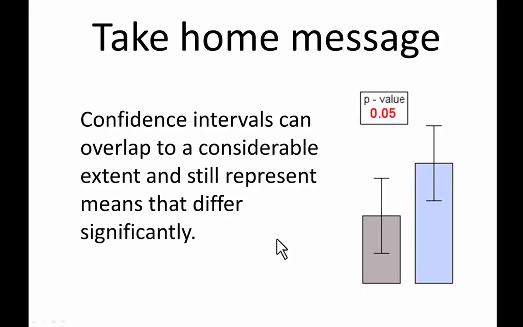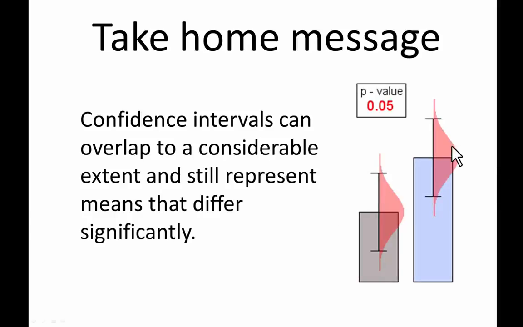So the take-home message is that confidence intervals can overlap to a considerable extent and still represent means that differ significantly. So the example here is where the p-value is 0.05 and we see the substantial overlap of the confidence intervals. And we might keep in mind that underlying these confidence intervals are actual normal distributions. And so we can remember that there's not much out on the tails, and that's why the overlap is so small. Well, I hope you enjoy the game and that you're able to reach the perfect score of 10 on all 5 of the p-values.